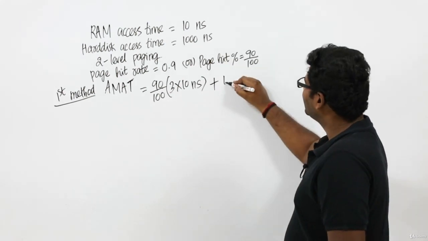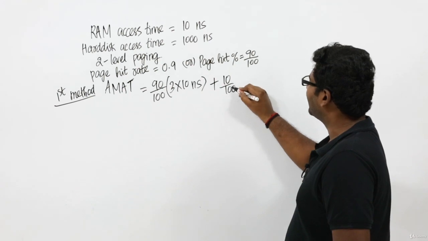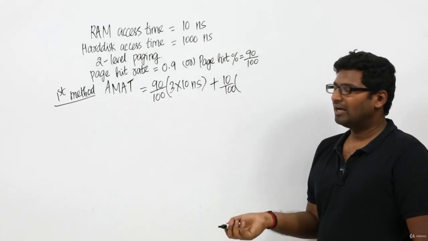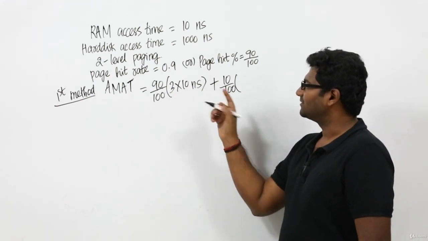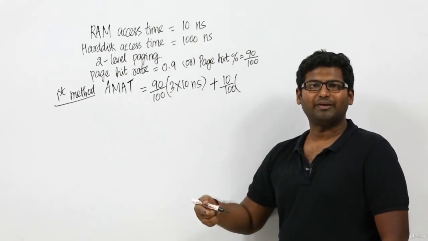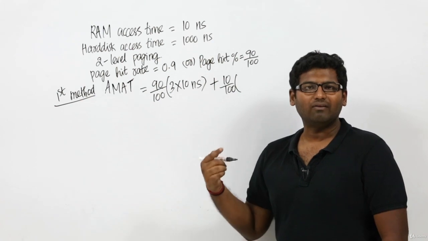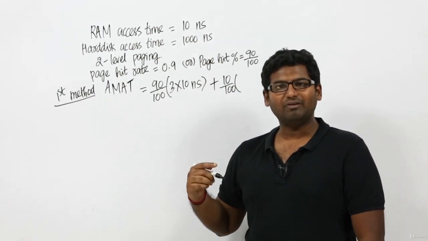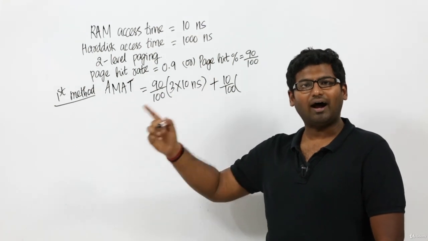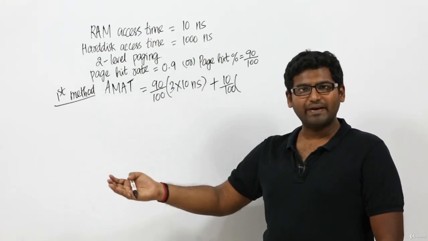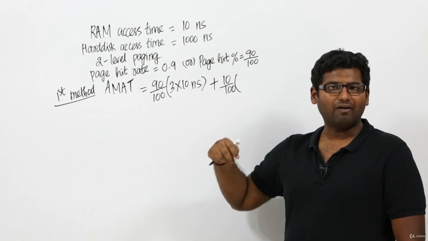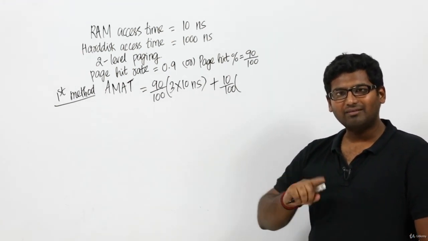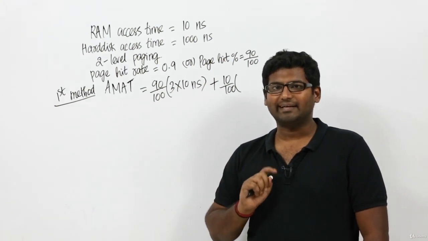Now in case the byte is not present inside the RAM, then what will happen? We will definitely access all these things, right? Because we will go into the first level page table, the outer level page table, and then we will go into the inner level page table, and then we will go into the RAM, and then we will go into the hard disk, and then we will move the data from hard disk to RAM. After that, we will read the data from the RAM, right?